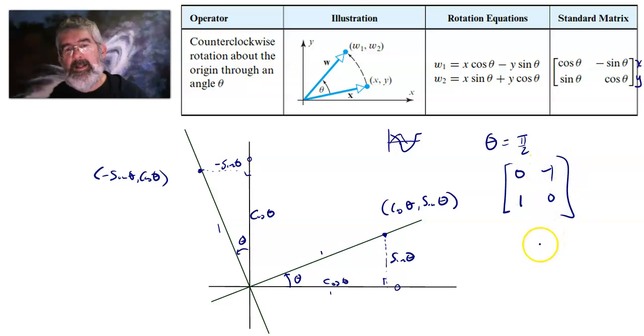So rotating through pi over 2, right, 1, 0 is going to go to 0, 1. But 0, 1 is going to go to minus 1, 0. So there's the minus 1, 0. Some other ones, rotating by pi, so half a turn.